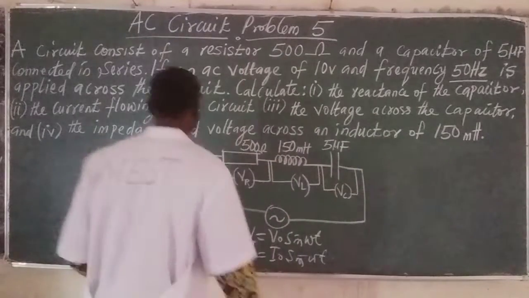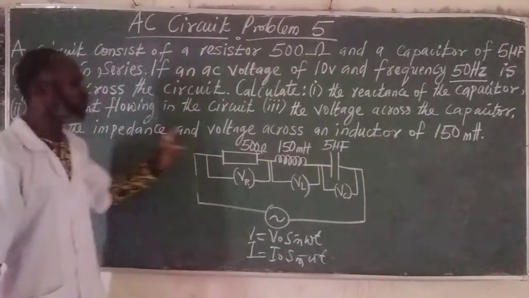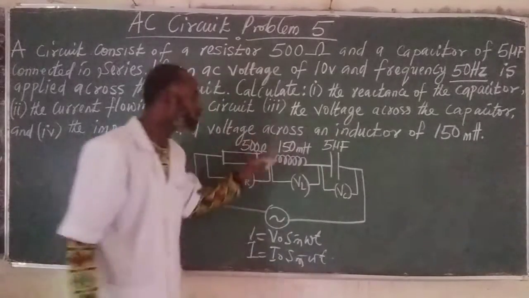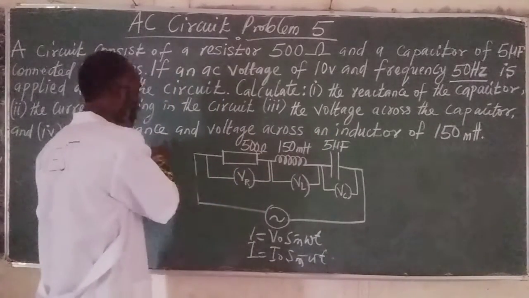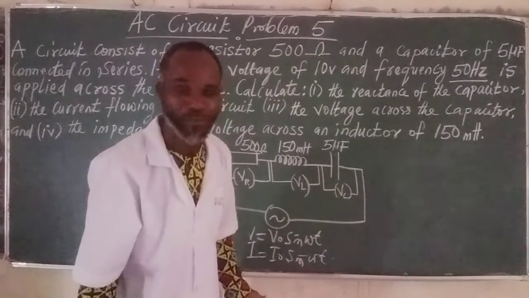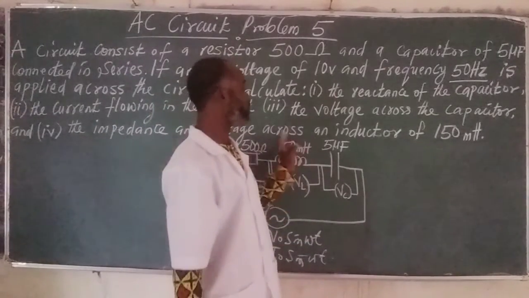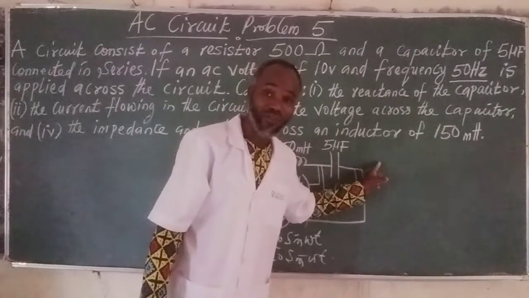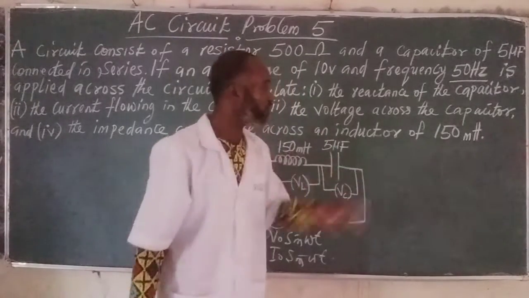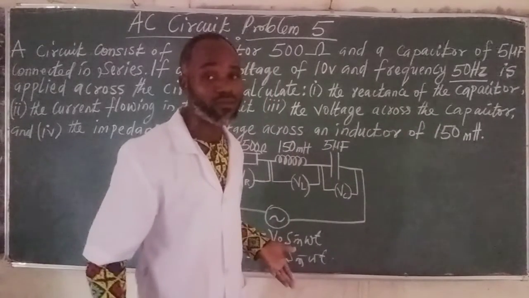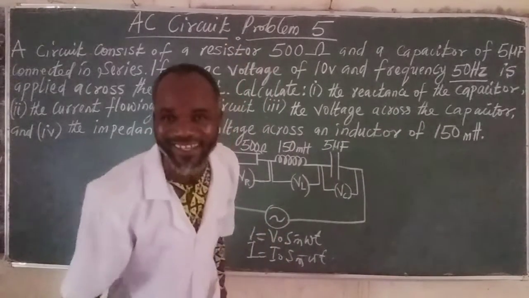The next thing, we're going to calculate the impedance and voltage across an inductor of this value. But we may not waste our time calculating the impedance because we have already calculated the overall impedance, right? So what we're going to do is to calculate the voltage across the inductor. Two things: voltage across the capacitor and the voltage across the inductor. And we're done.